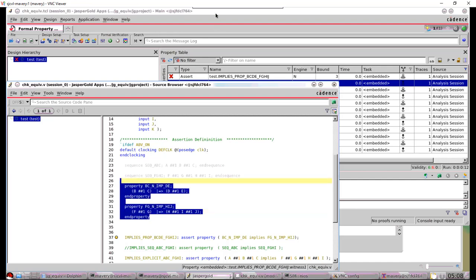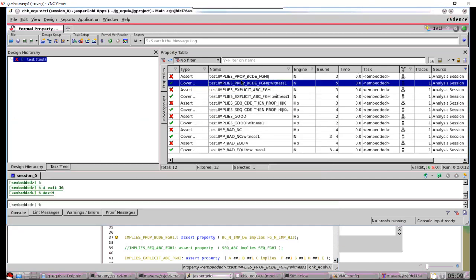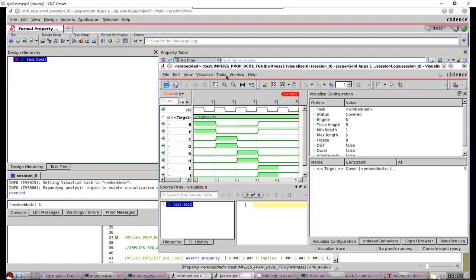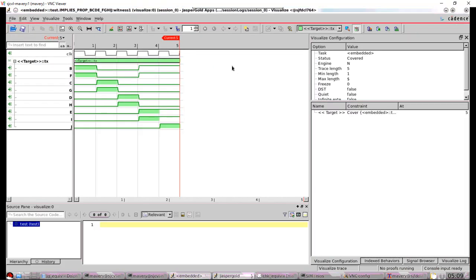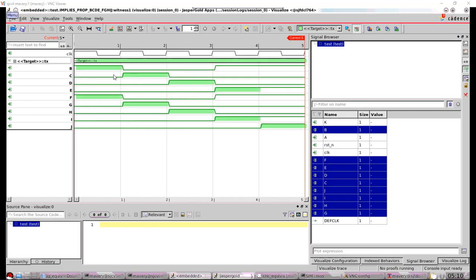So if I want to see an example of that passing, I double click this cover, and here I get a waveform showing me this. So what I'll do is I'll just organize the waveforms to make it easier to understand. And here I see both properties passing. Notice they're evaluated in parallel as well.